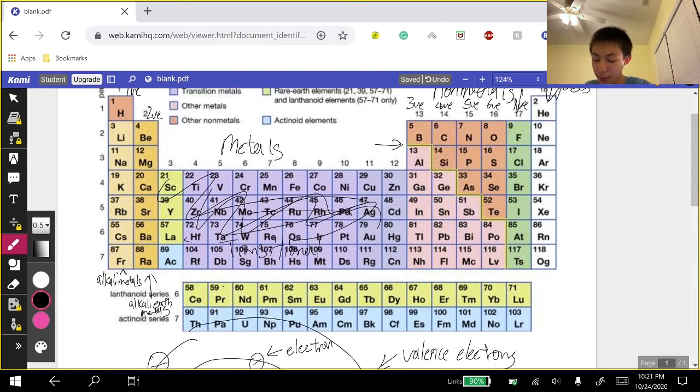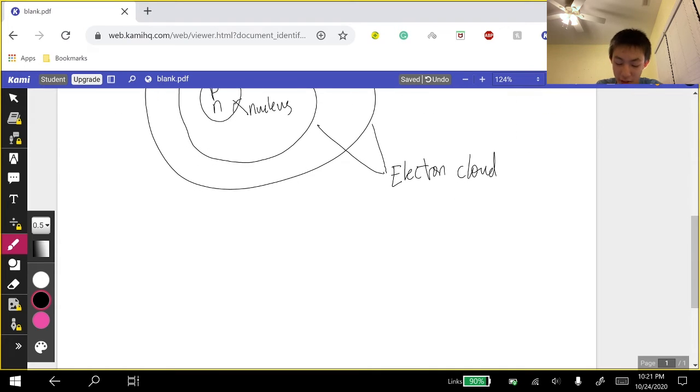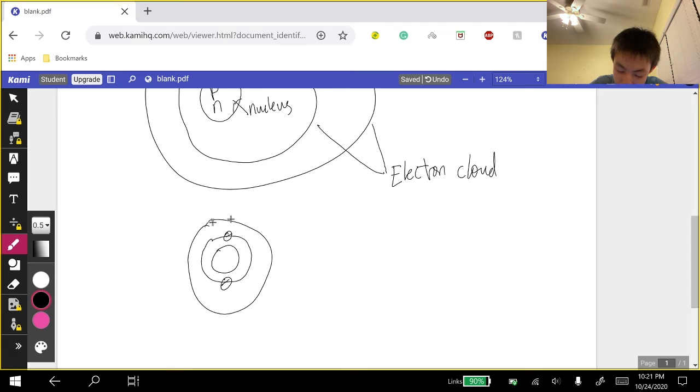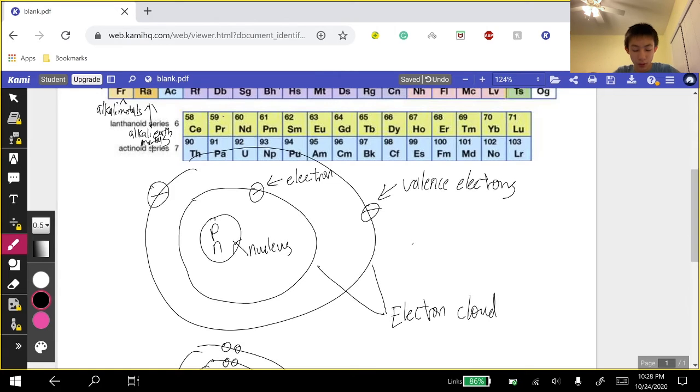And the maximum number of valence electrons an element can have is 8. You have the nucleus. First shell can only contain 2 valence electrons. The next one can contain 8. And the one after that, also 8. Okay, I forgot something important, and that is this is called 1 electron shell. And all the shells combined is called the electron cloud.